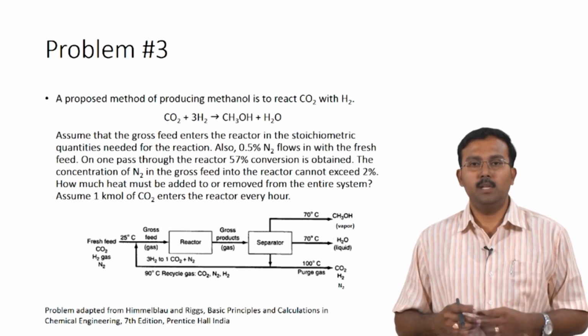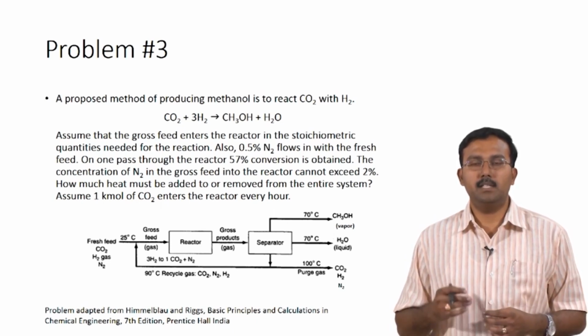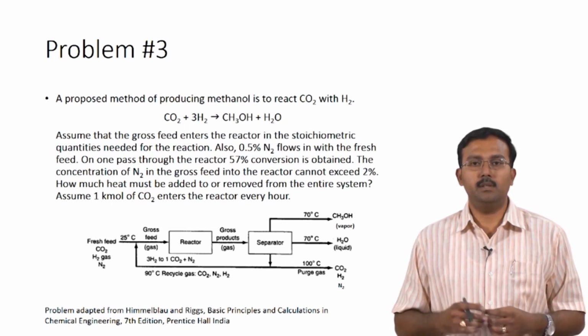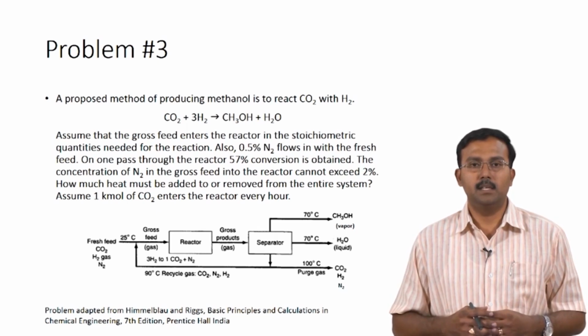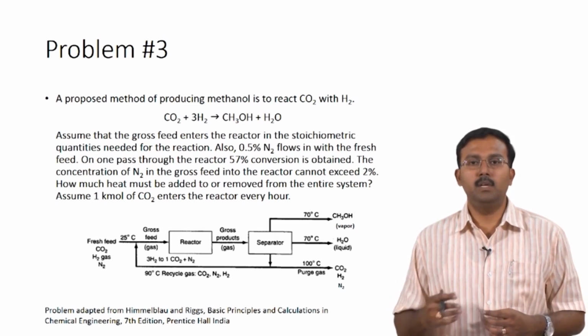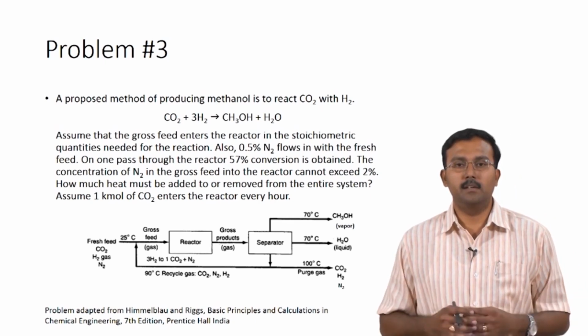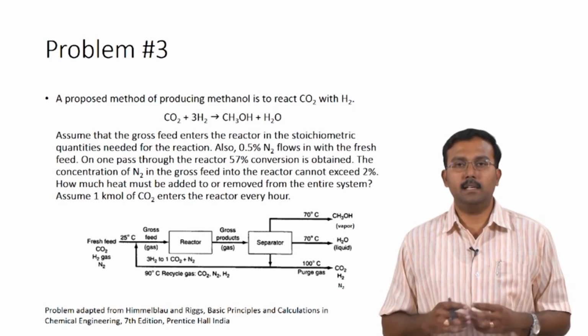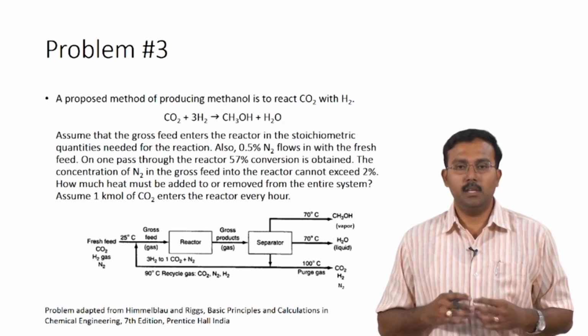On one pass through the reactor, 57% conversion is obtained. The concentration of nitrogen in the gross feed into the reactor cannot exceed 2%. How much heat must be added or removed from the system given here? Assume 1 kilomole of carbon dioxide enters the reactor every hour. So, here is the flow chart.